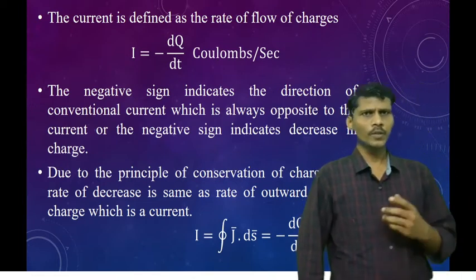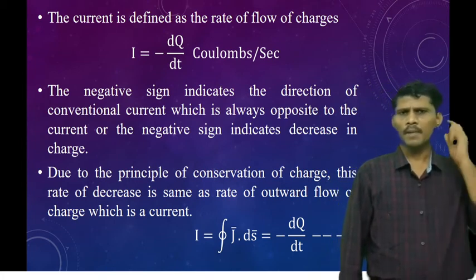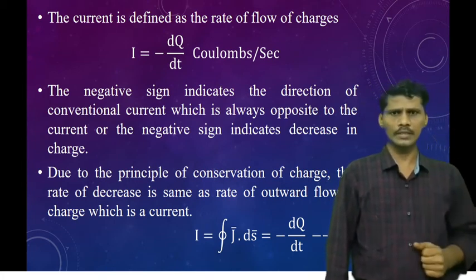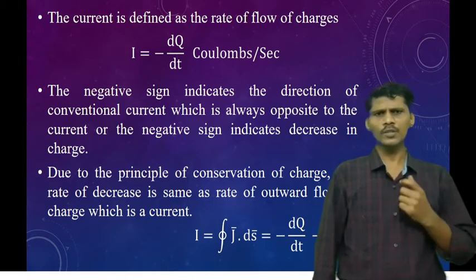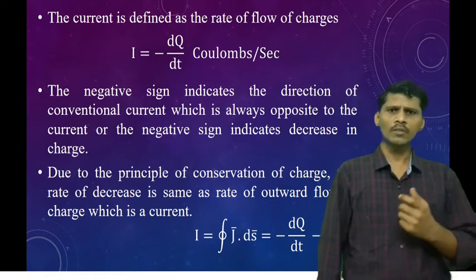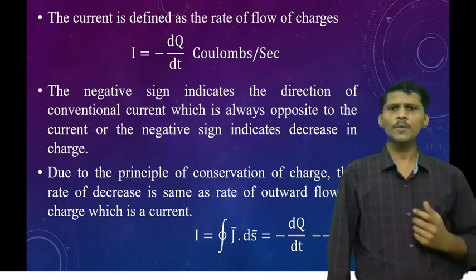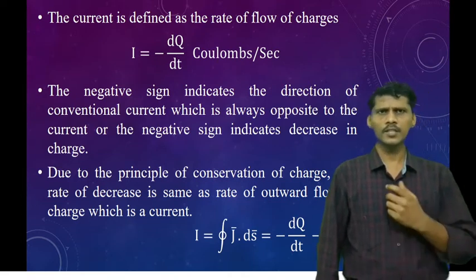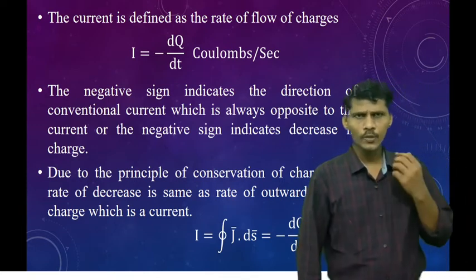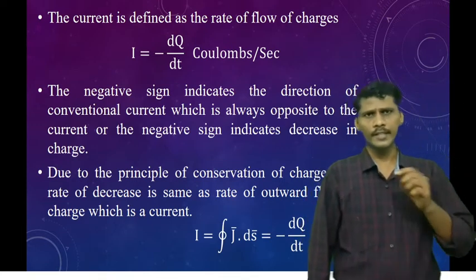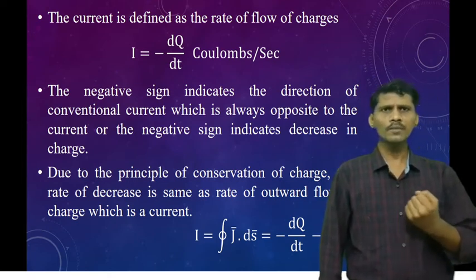We know that the current is defined as I is equal to minus dq by dt, coulombs per second. In that equation, the negative sign indicates the direction of the conventional current, and it also indicates decreasing charges, due to the principle of the conservation of the charges.